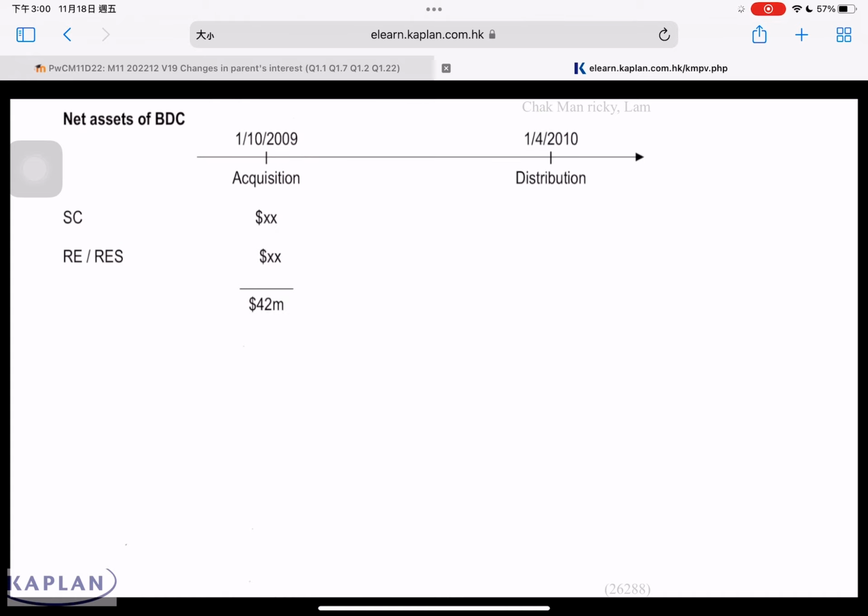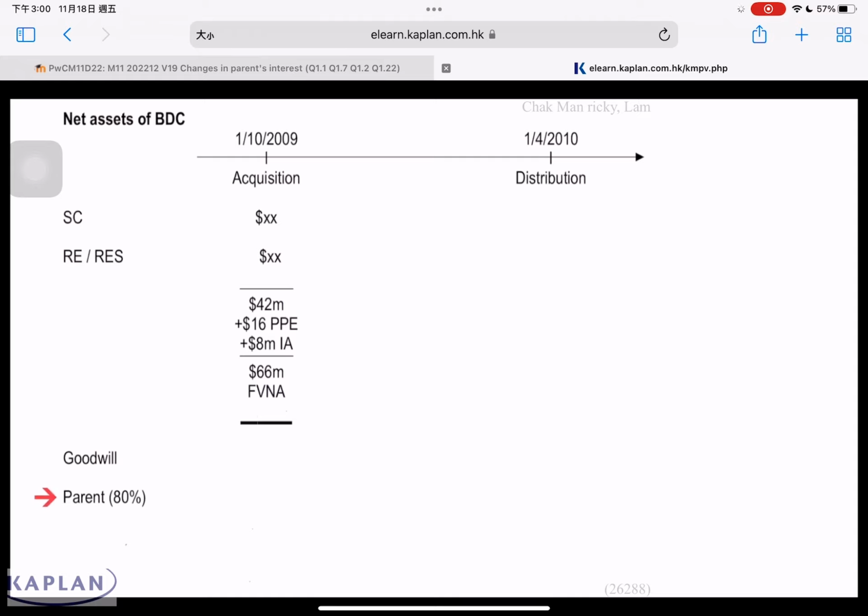At the date of acquisition, PPE has a fair value adjustment of $16 million. Another item is the intangible assets, which is $8 million. For this question, we do not need to account for deferred tax because the question says so. Add it up, equal to 66. $66 million is the fair value of net assets at the acquisition date. Maybe you can calculate the goodwill here.